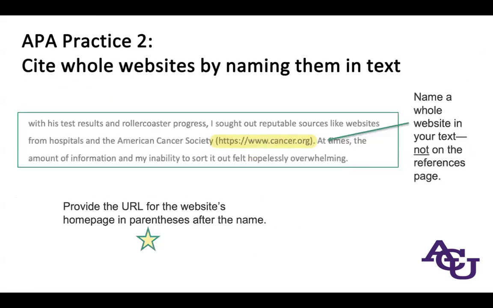Next, you may have noticed that I referred to a whole website, the website of the American Cancer Society. I didn't refer to a specific page or specific information that I got from the website. I just named it and told you how I used it.